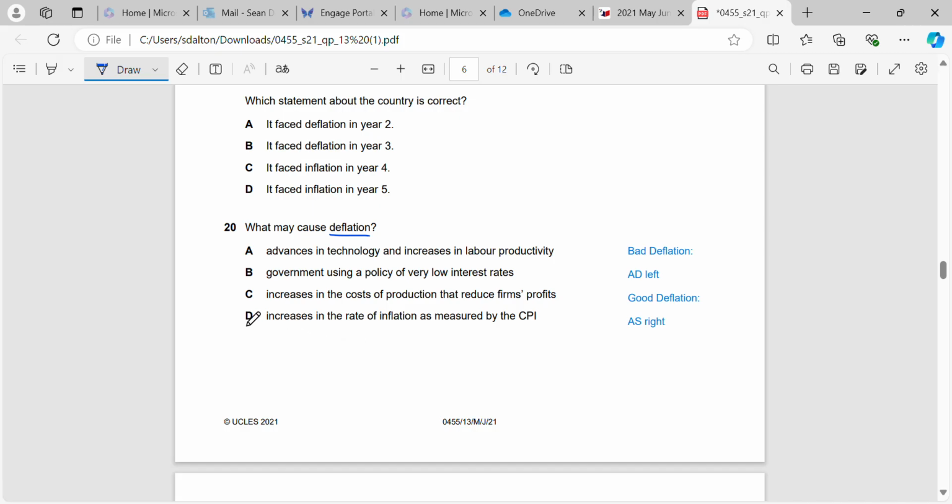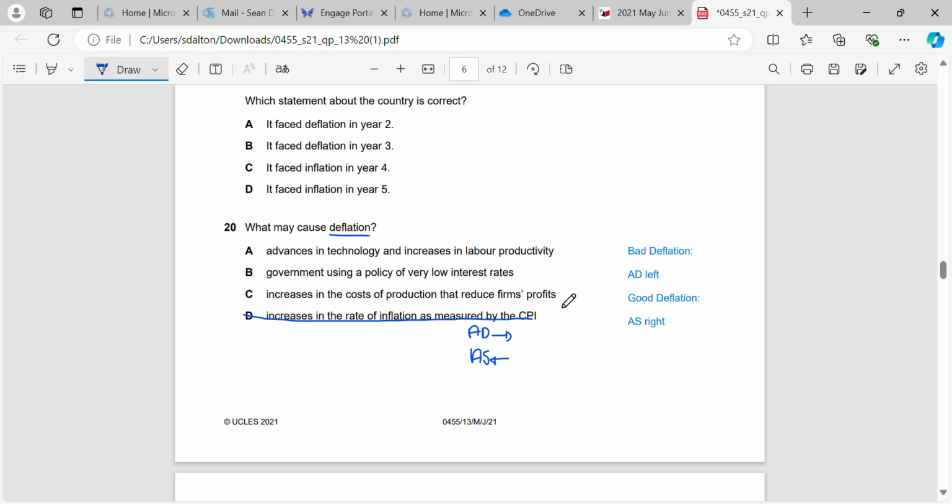If we start at the bottom, increases in the rate of inflation as measured by CPI, that's going to be as a result of AD moving to the right, because that's how our price level would increase, right? Or as a result of AS moving to the left. So we have an increase in our cost of production. So it's not going to be that. That would not cause deflation. That would be inflation, price level goes up.